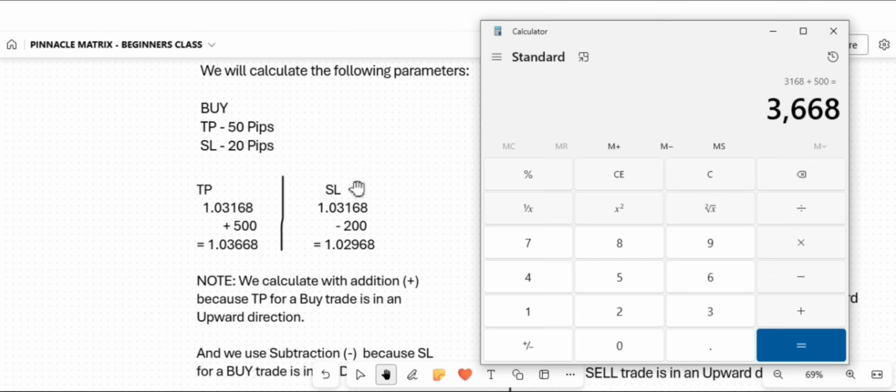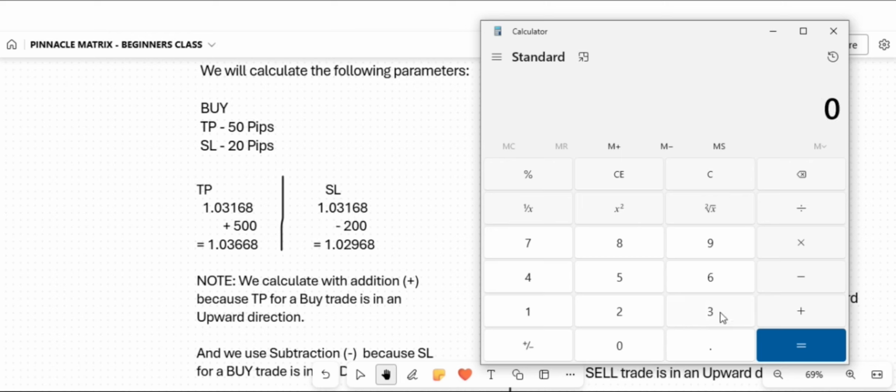For stop loss, we are calculating in a downward direction because this is a buy trade, and we can only take a loss if it goes down. So for a downward movement, we are using the subtraction sign. Remember, we are using 20 pips, and 20 pips is represented as 200 for our calculation. So we are calculating the same price minus 200, just as we have here.